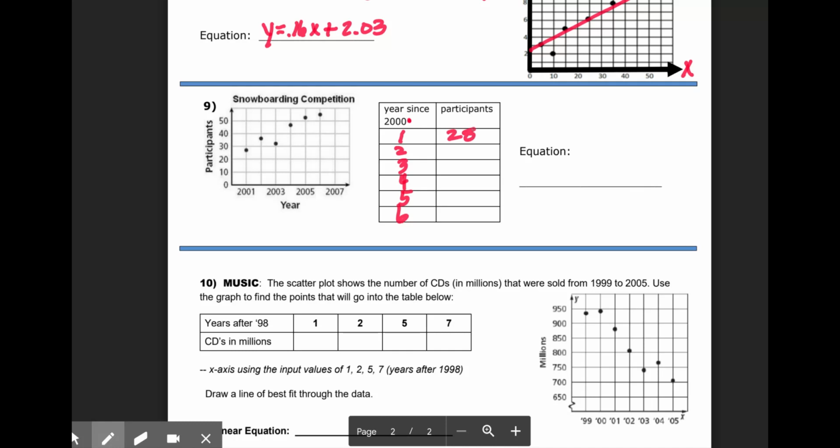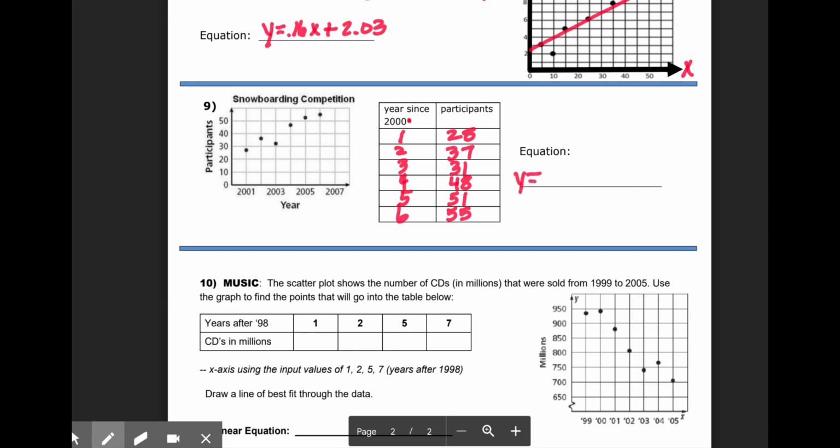And then 2002, we're going to say this is about 37. And then 2003 would be 31. 2004, we're going to say is about 48. 2005 is about 51. And then 2006 is going to be about 55. So again, take this time to practice to put this into your calculator.